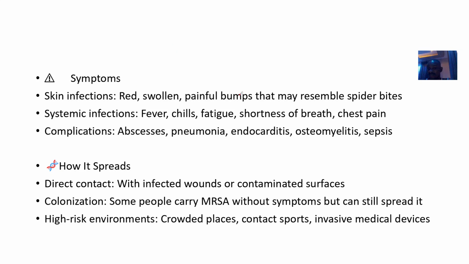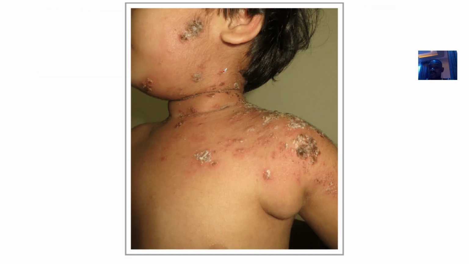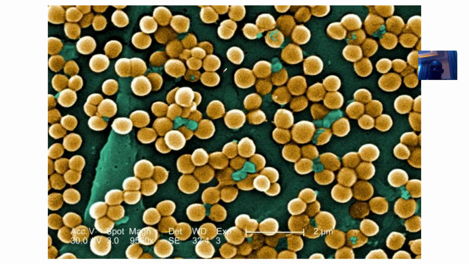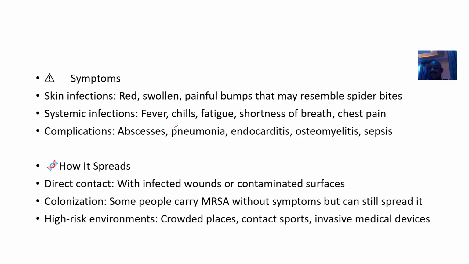So skin infections: you have redness, swelling, painful bumps. Then if it is a systemic one, you have fever, chills, fatigue. Then it also leads to complications like accumulation of pus, that's abscess, difficulties in breathing, that's pneumonia, all right, inflammation of the heart, okay, then osteomyelitis, that's inflammation of the bones.